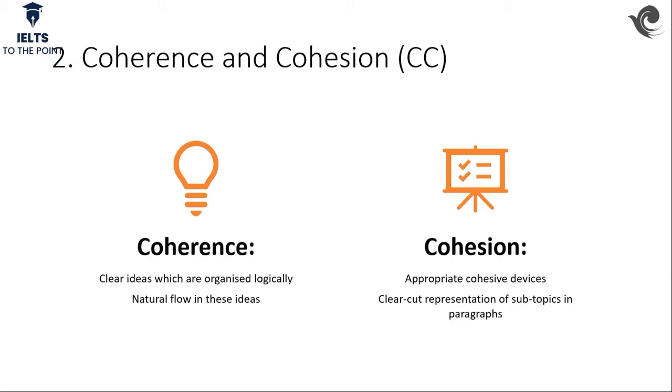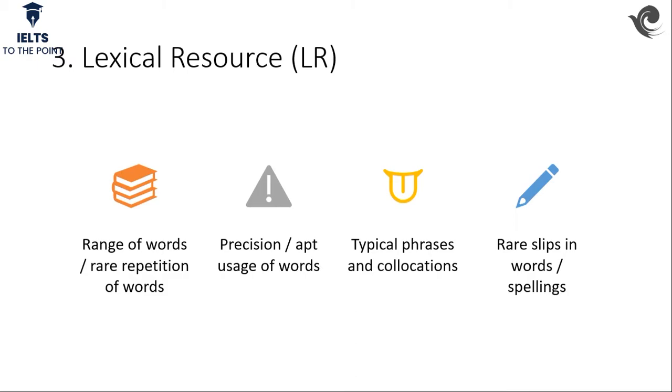Cohesion, on the other hand, is concerned with the overall structure, in the sense of how the transition is from one idea to the other or one paragraph to the other. So there has to be a clear-cut representation of the subtopics within the paragraph if you want to have the right cohesion. So let's go forward.